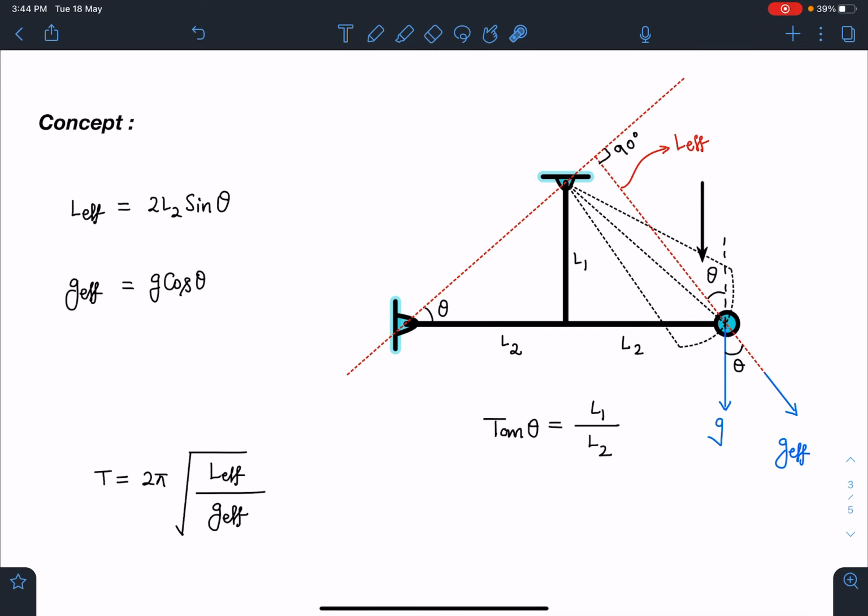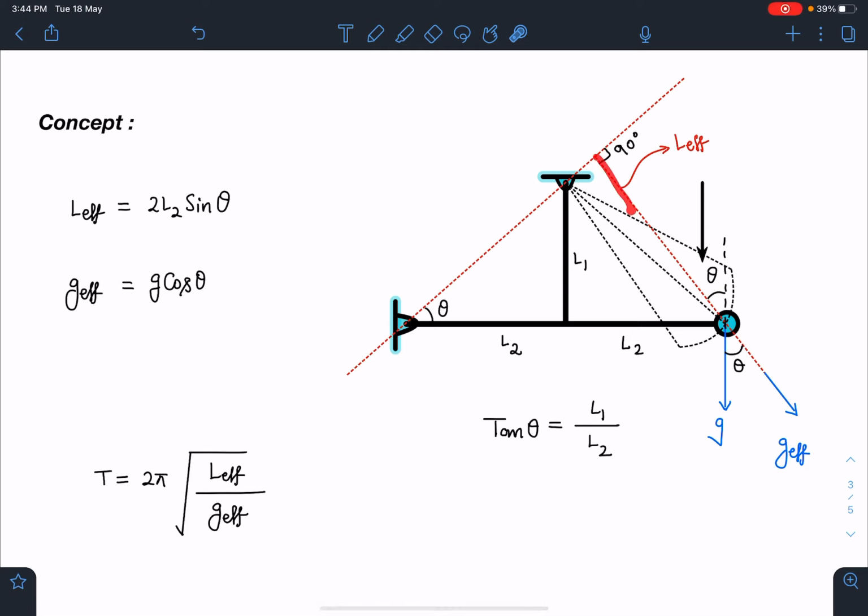So here the effective length of the pendulum, if we drop a perpendicular on this axis, is this length, and the component of g in this direction is going to be the g effective. Let's assume this angle is theta. So tan theta is known to us, L1 by L2. When I'm dropping this perpendicular, I need to find out this length. So this angle is going to be 90 minus theta, and this angle will become theta here. So it becomes very simple.